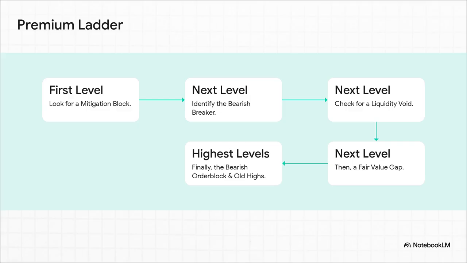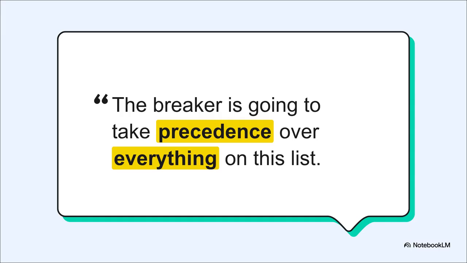If it blows past that, its next target is the bearish breaker. If it gets through the breaker, then it looks for a void, and so on. It's a sequential checklist. And I really want you to burn this next rule into your brain, because it's a direct quote from ICT. The breaker is the most dominant array.